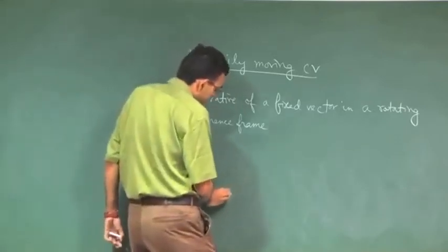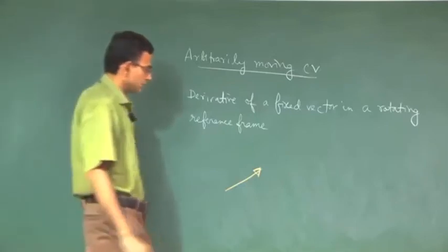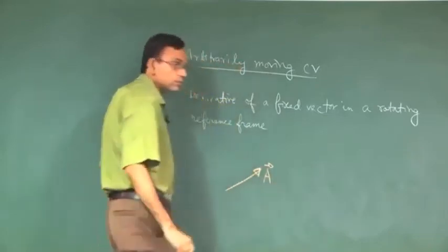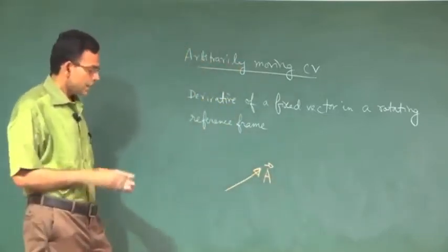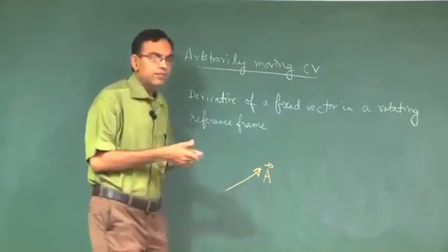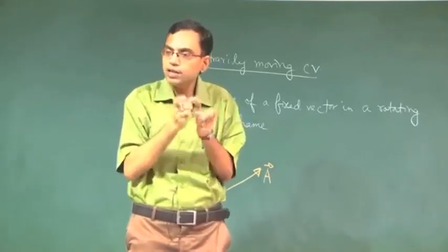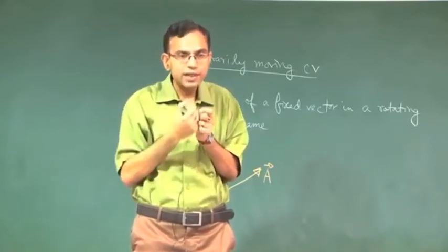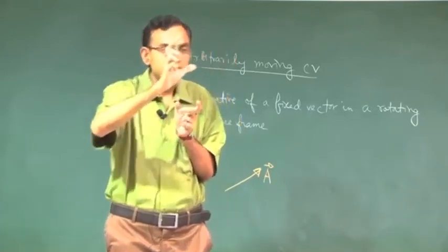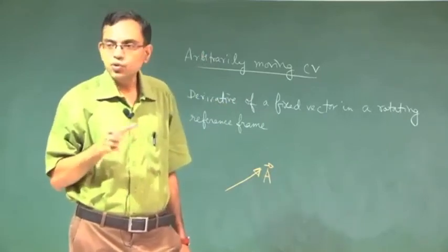So let us say that there is a vector A which is a fixed vector on a rotating disk. That means if you are sitting on the disk you will see it fixed, but if you are sitting outside you will see that it is changing its position. Although it may not change its magnitude, it will change its direction and therefore that will have a derivative. Our objective will be to calculate that derivative.